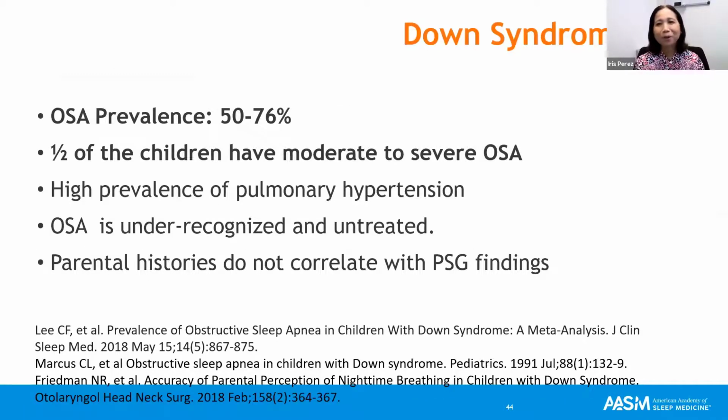So now we're going to move to another disorder that we see in pediatrics: Down syndrome. There's a high prevalence of OSA in patients with Down syndrome, up to 50 to 76%. Half of these children will have moderate to severe OSA, and there is a high prevalence of associated pulmonary hypertension. OSA in Down syndrome can be underrecognized and untreated because parental histories do not necessarily correlate with PSG findings.